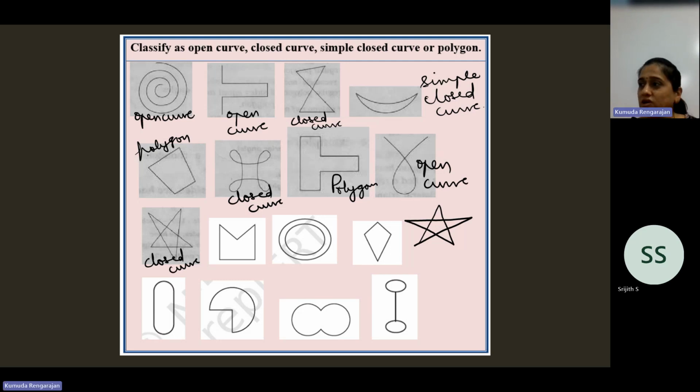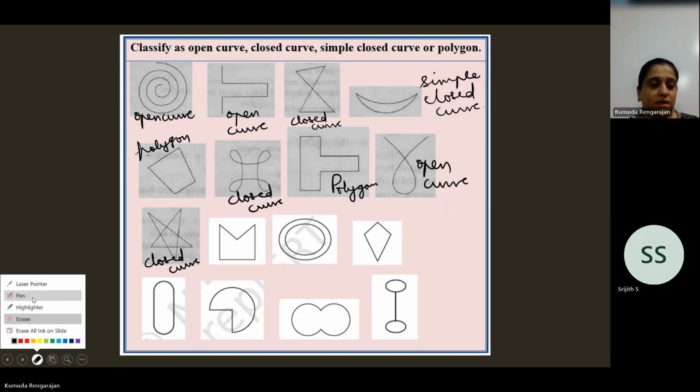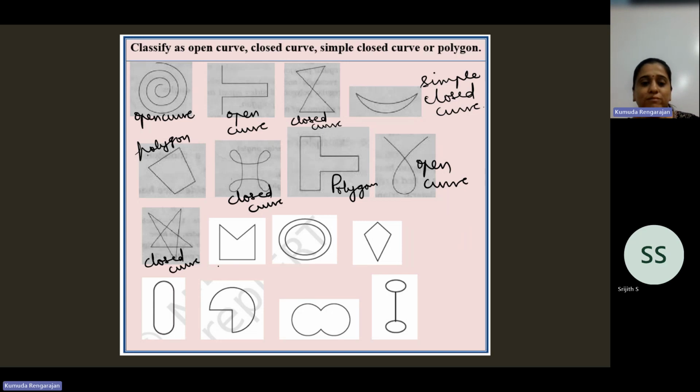It's a curve because you can draw it without lifting your hand, and it's closed because the starting point is equal to the ending point. See here, I start here like this, I go like this, and I come back to the starting point. Yeah, next. This one is a polygon.